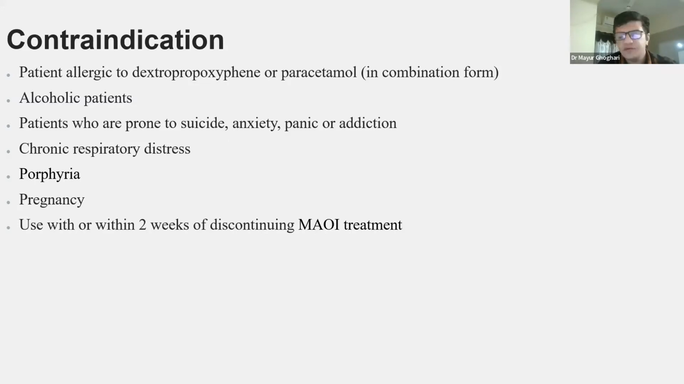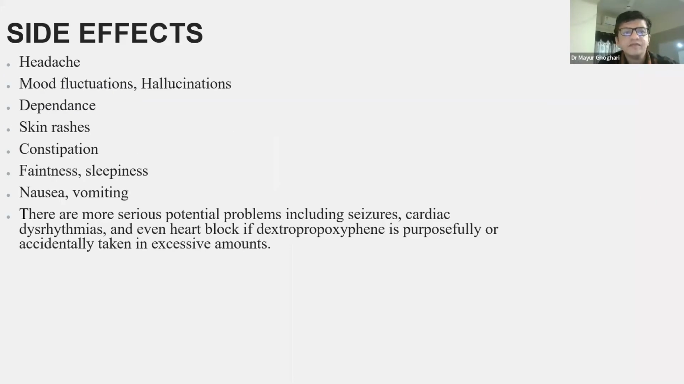Also contraindicated: alcoholic patients who are prone to suicide, anxiety, panic or addiction, chronic respiratory distress, porphyria, pregnancy, and use with or within 2 weeks of discontinuing MAO inhibitor treatment. Side effects are headache, mood fluctuations, hallucinations, dependence, skin rashes, constipation, faintness, sleepiness, nausea, vomiting. There are more serious potential problems, including seizure, cardiac dysrhythmias, and even heart block, if dextropropoxyphene is purposefully or accidentally taken in excessive dose.